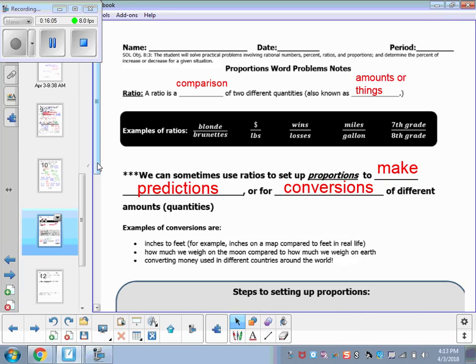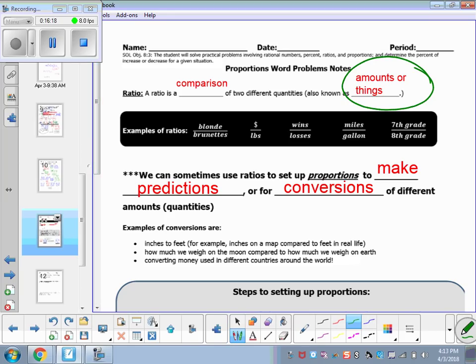And on page 5, at the top here, we have, again, the definition of a ratio. A ratio is simply comparing two different quantities. Quantity is a fancy word. You can just think of it as two different amounts or two different things.